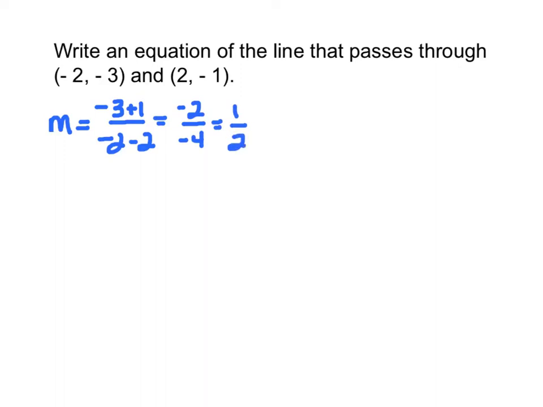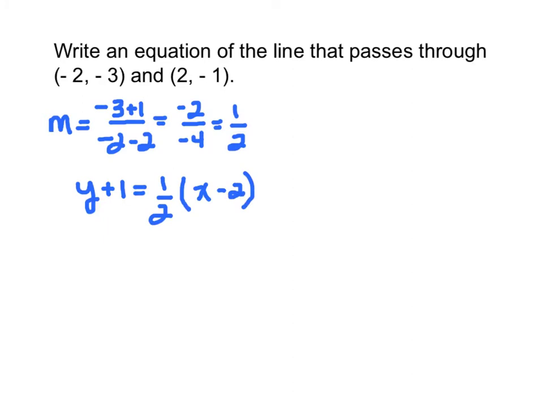Now that I know my slope is equal to a positive 1/2, I have a slope and I have a point, and I can use point-slope form. It doesn't make any difference which point I choose. Either of the points will suffice. And so I'm going to use the point (2, -1) and the slope 1/2. I'm going to be using point-slope form, and so I'll say y minus my y-coordinate, minus -1, so plus 1, is equal to my slope 1/2 times x minus my x-coordinate 2.